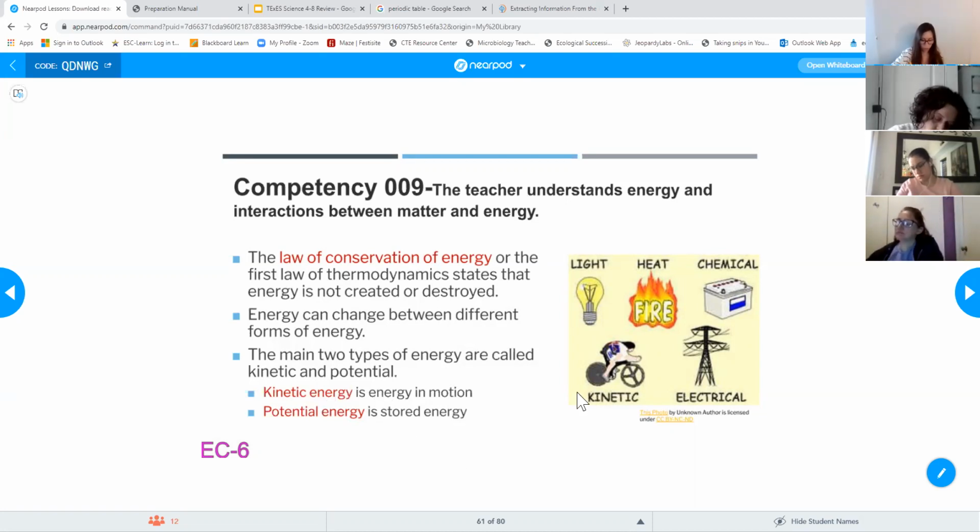And when it comes to energy, there's a whole bunch of different types. There's light energy, there's heat energy, maybe referred to as thermal energy, chemical energy, chemical potential energy, kinetic, electrical, what is that other one? Mechanical energy. So there's a whole bunch of different terms and different types of energy that can be discussed. But again, the whole idea is just that it can't be created or destroyed.